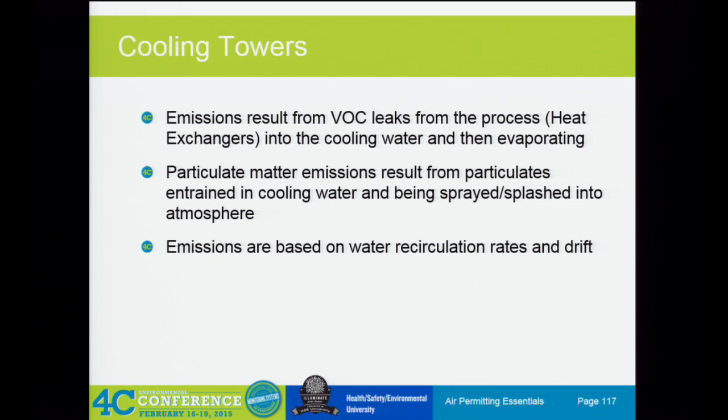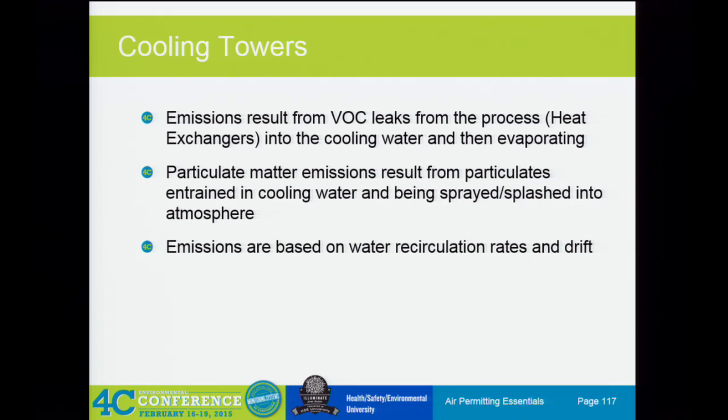Another source is cooling towers. With cooling towers, you get VOC leaks by the cooling fluid leaking into the water, and you also get PM emissions from drift off the cooling tower liquid having TDS in it. There are dissolved solids in the drift that gets blown off of the cooling tower, and as the water evaporates, those dissolved solids are left behind and form particulate matter.